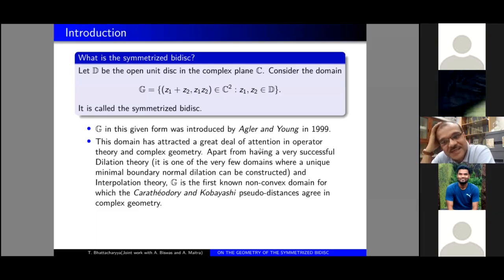On the complex geometry side, this has been greatly worked upon by the complex geometers. Perhaps one of the early breakthroughs, a very striking fact, is that the Carathéodory and Kobayashi pseudo-distances agree on this non-convex domain. So Lempert's theorem doesn't apply, but you can still show that the Carathéodory and Kobayashi pseudo-distances agree. Just to give you the background of why this has been at the center of attention of many people in analysis.